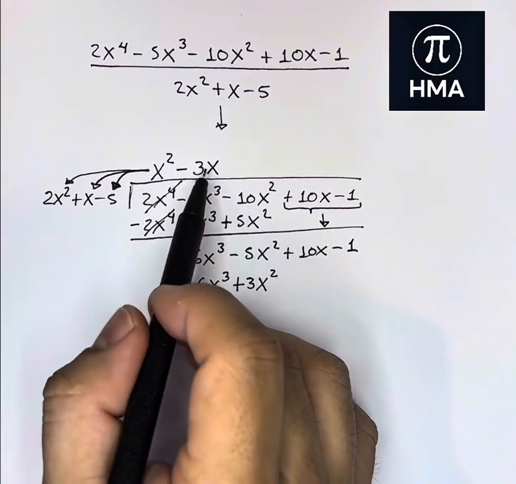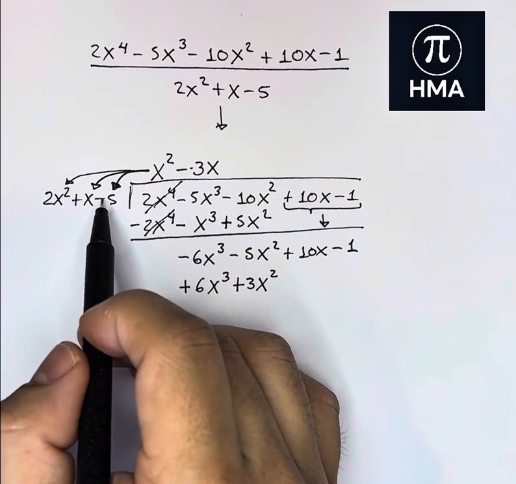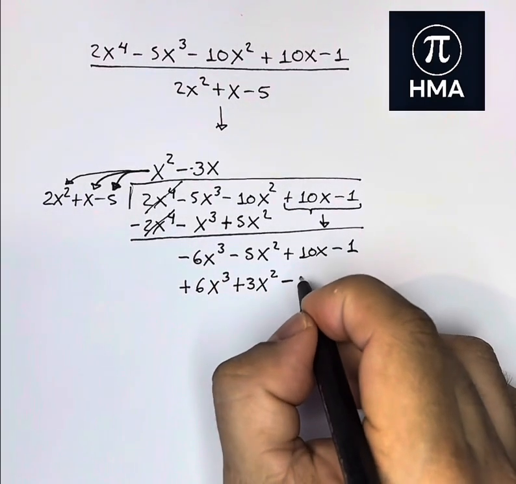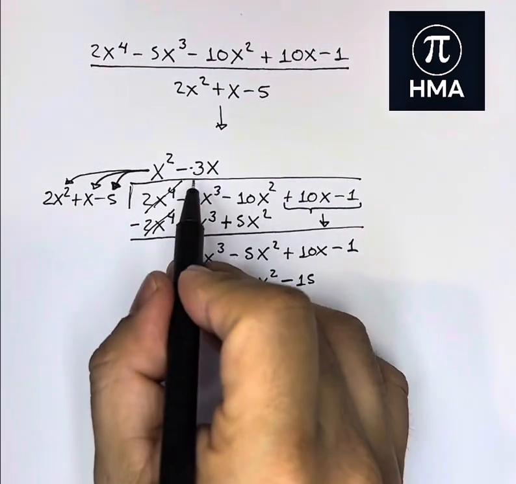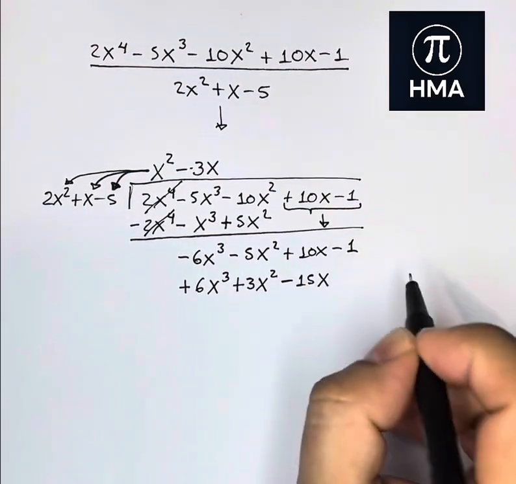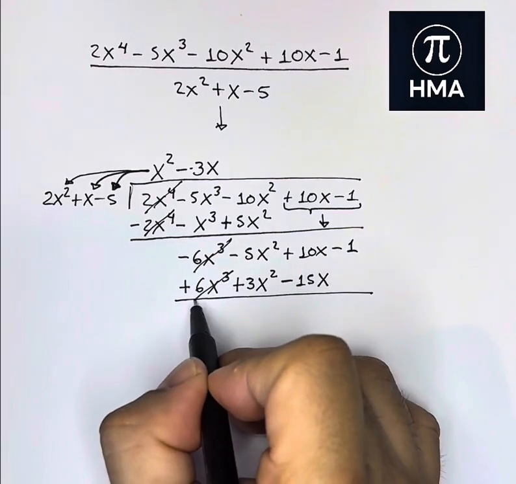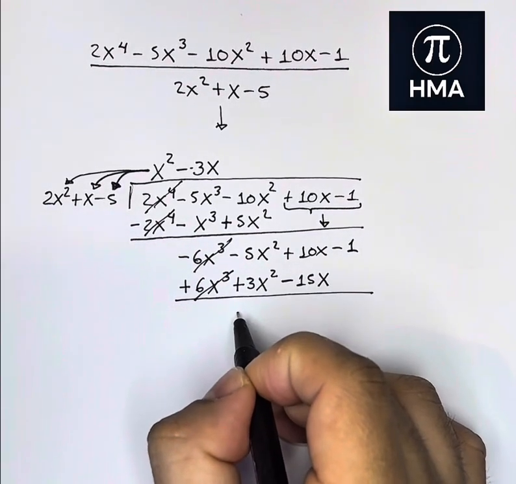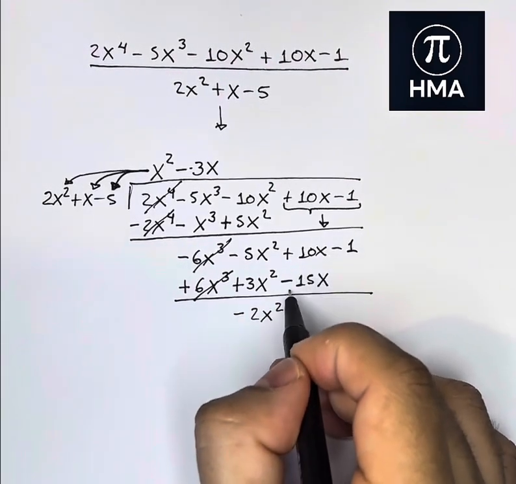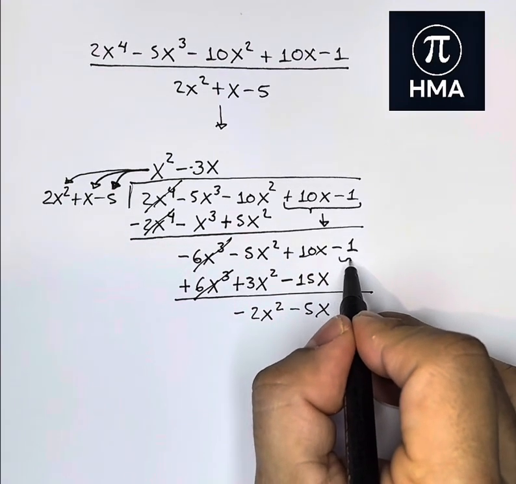And we do the same with the next term. Minus by minus is plus, so we change to minus. 3 by 5 is 15, and x by nothing. We don't have a variable here, so this will be x. And we perform the subtraction. This goes away, and we have minus 2x squared. And in this case, we have minus 5x. And we move down this minus 1.